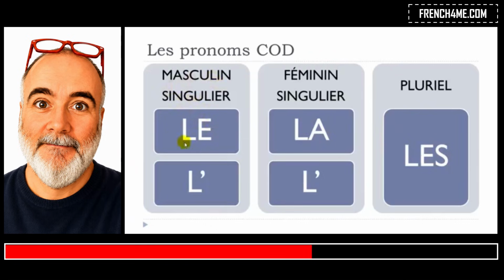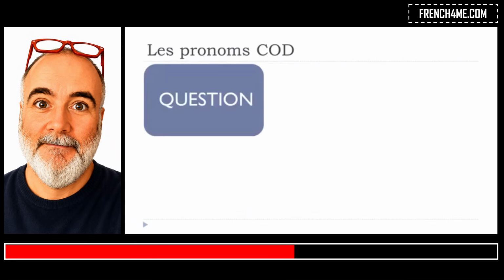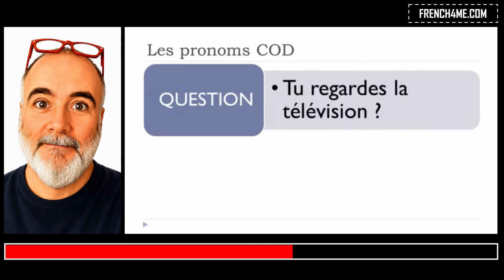Let's repeat them one more time. For the masculine singular form, it's le. For the feminine singular form, it's la. If they are followed by vowels, then you take the e and the a away, and you get this l. And for the plural form, it's les. All right, so let's see that in action now.